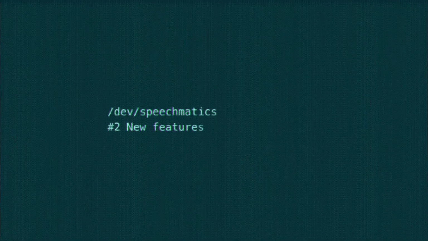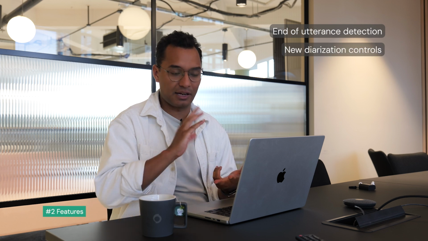Moving on to some brand new features. So we have two wonderful features to share. First one is end of utterance detection. Next one is some diarization controls.